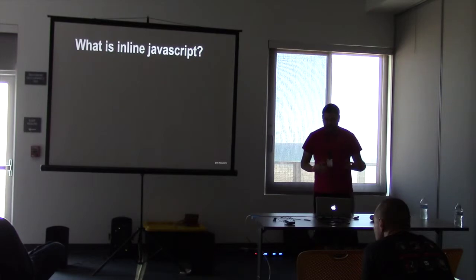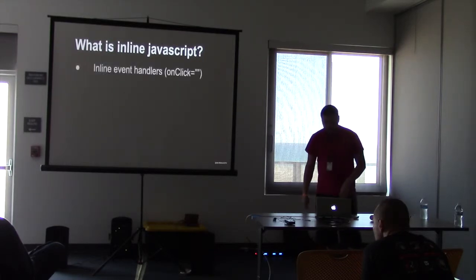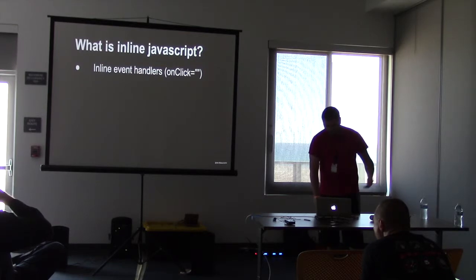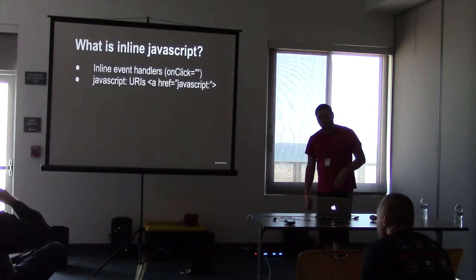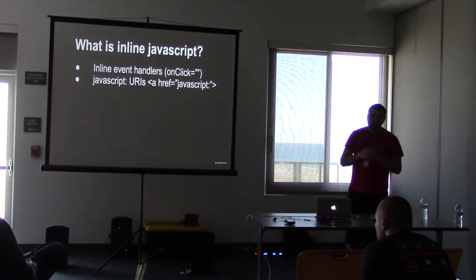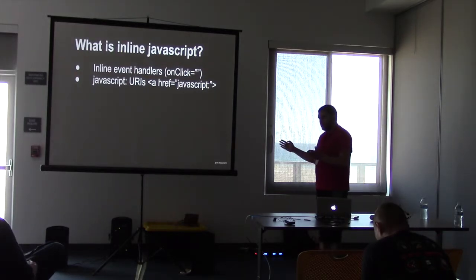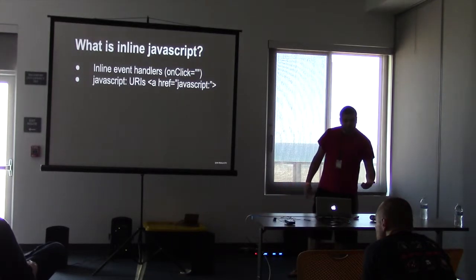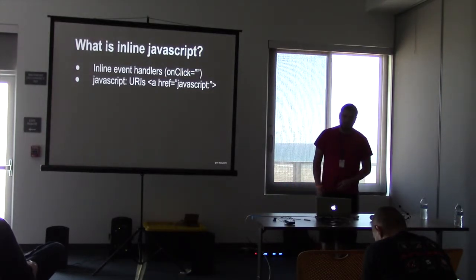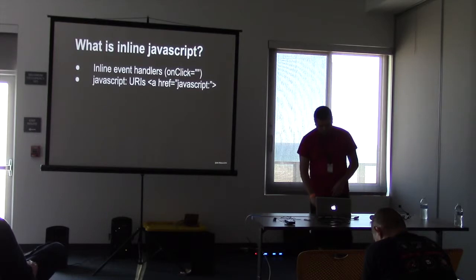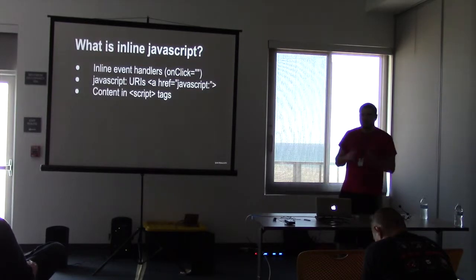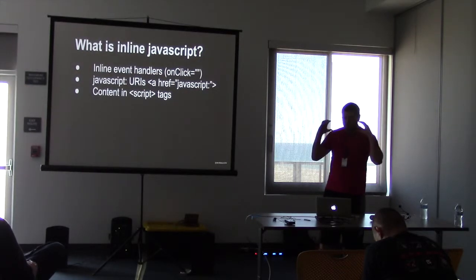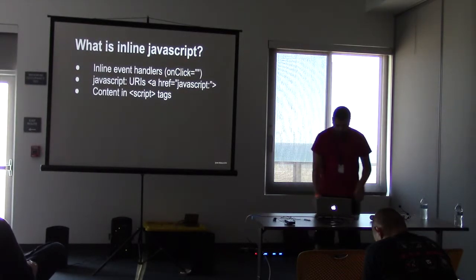Now, what is inline JavaScript? What does that actually mean? Inline event handlers on clicks, on errors, whatever. JavaScript URIs, a link that starts with javascript: everything after that is JavaScript that will execute when you click. Something that's omitted from here is you can do the same thing with the data URI. And then just plain old content between the script tag. We're not talking about script source equals. We're talking about inside script tag blocks.